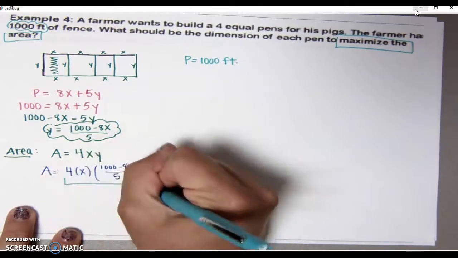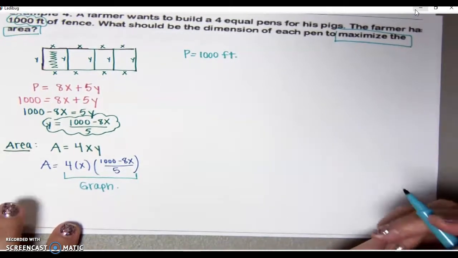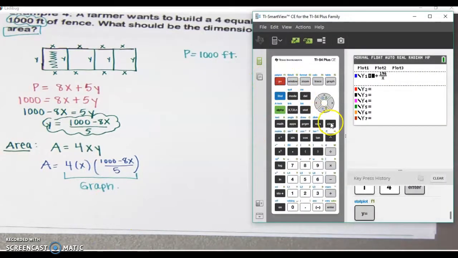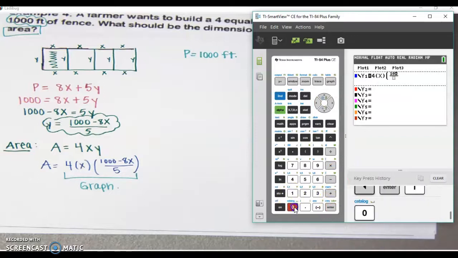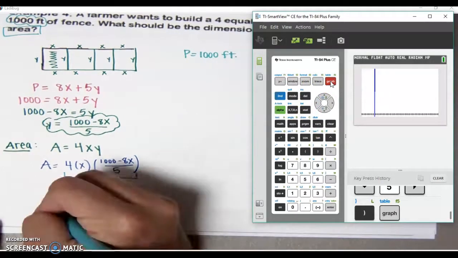So we're going to graph this and we're going to find the max. If we pull up our calculator, clear out your y equals. So we have 4 times x times, let's make a fraction. And we didn't have to multiply anything out since we are just typing it in. Go ahead and graph and see what happens, and then we'll work on our x max and y max.